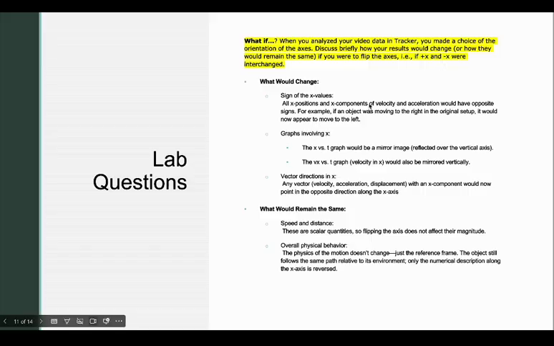To go over the what if, so if our x values were changing in signs, what will change? It will definitely be the vector values. So anything with magnitudes and directions will be changed. The directions will be completely reflected, and graphs such as the position time graph will be mirrored, velocity time graph will be mirrored vertically, and values such as velocity, acceleration, displacement will now point in a different direction along the x-axis. What will remain the same will be our scalar values, so speed and distance, mass will be the same. That does not affect the magnitude.